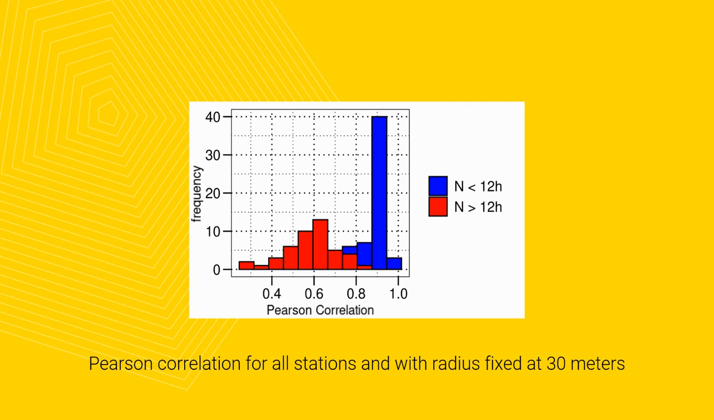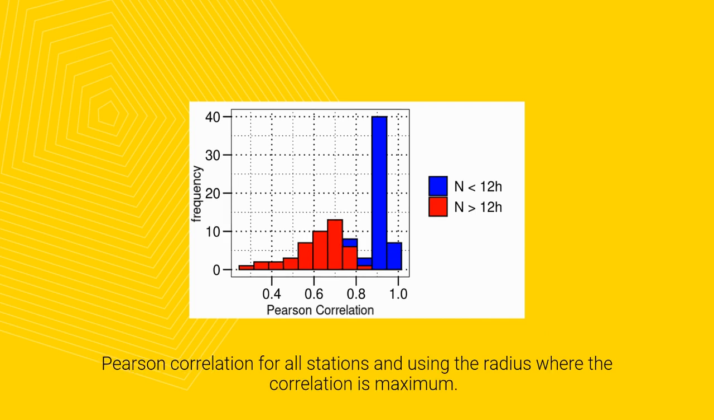Here now is a histogram of the Pearson correlation for all the stations, with the radius fixed at 30 meters, which would represent the original Landsat data resolution. And here is using the radius where the correlation is maximum. So we can see that many of the stations got an increase in the correlation, but not all of them.